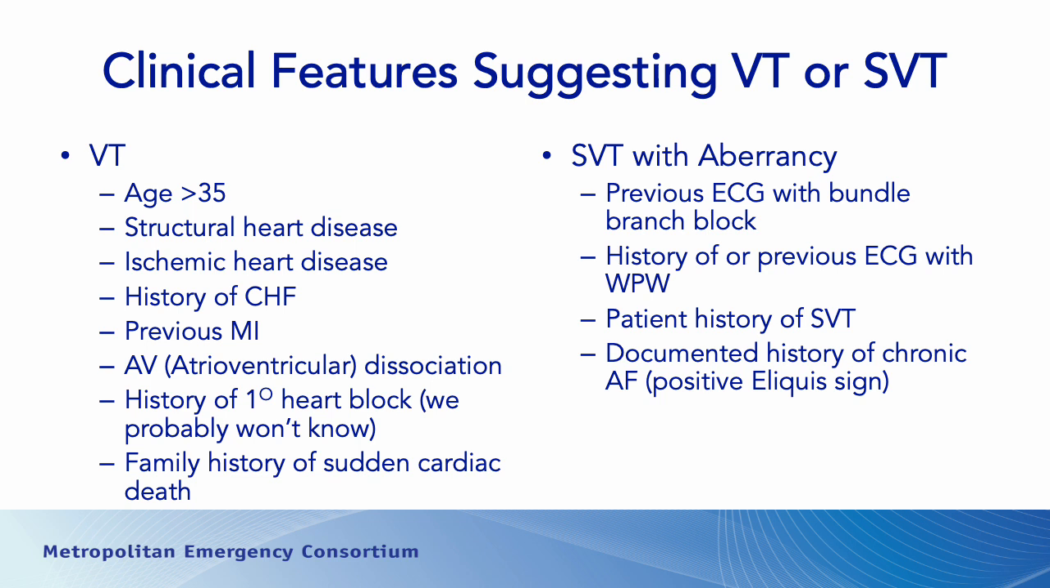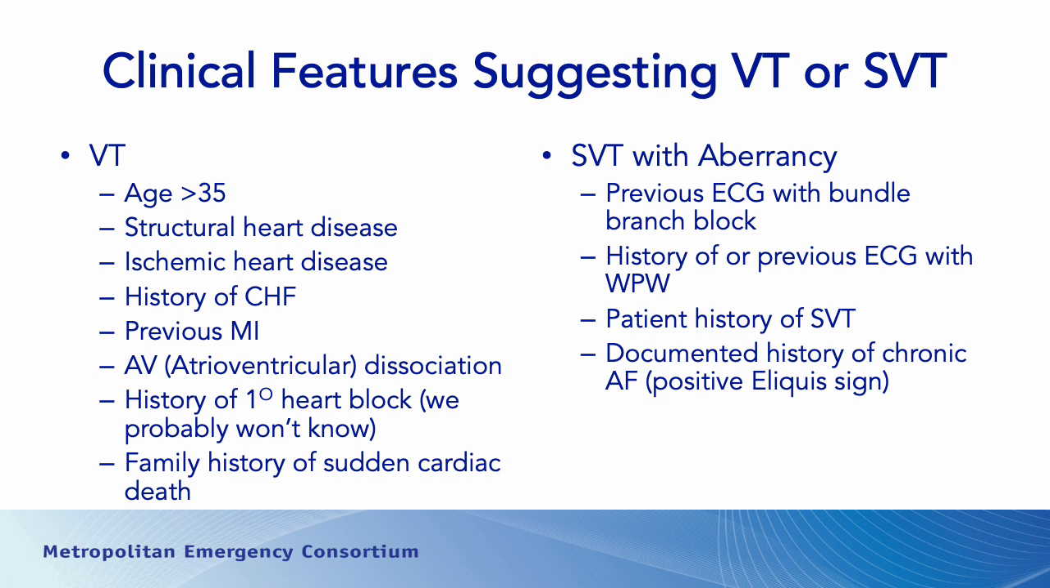It's also, if you look at the rhythm strip and you see that there seems to be AV nodal dissociation, and I'll give you an example, that the patient is more likely in ventricular tachycardia. And when I say that, I basically mean you can see P waves or flutter waves that are regular, and there is no association between them and the QRS.